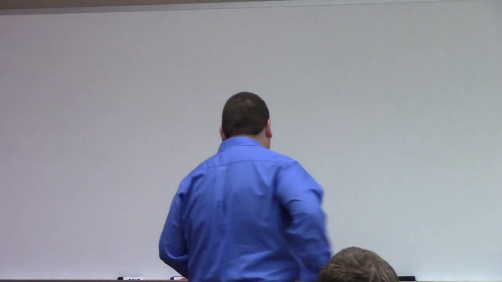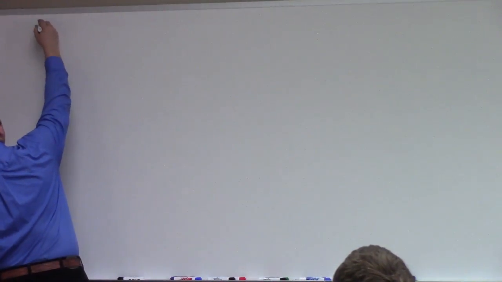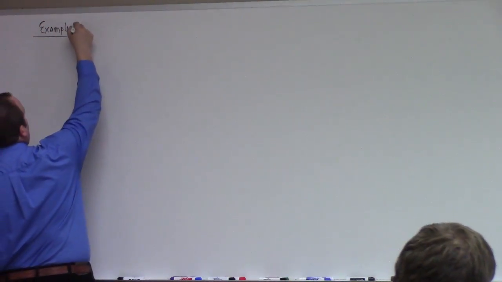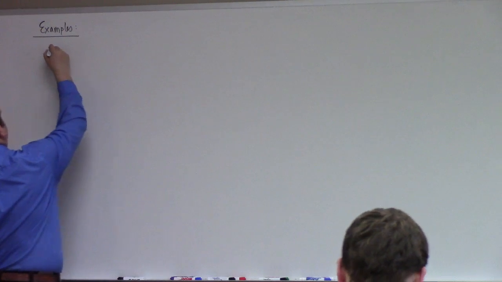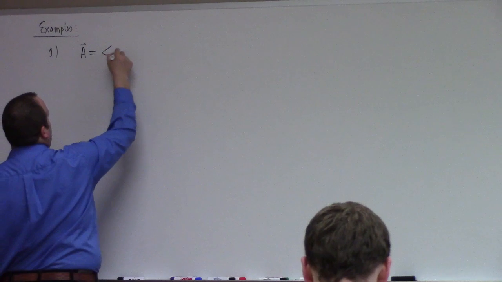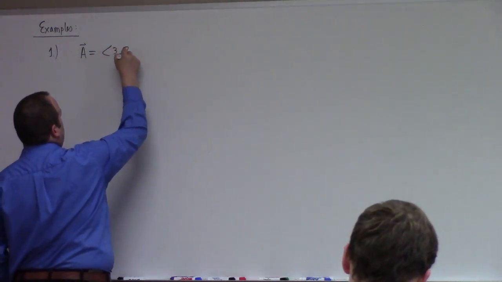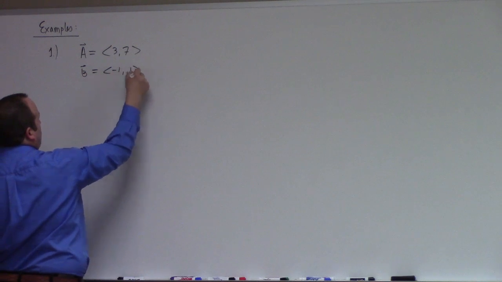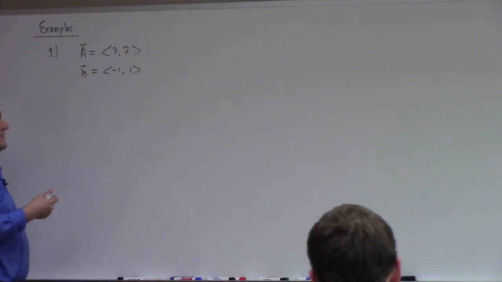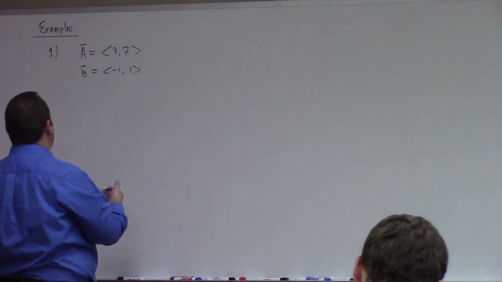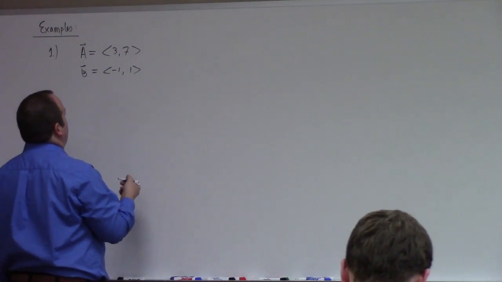Tell you what, since you guys are here, let me just work a couple problems, some additional examples. So my example number one, if I have a vector A, which is 3, 7, and if I have a vector B, which is say -1, 1, the question is to calculate what's the length of A, what's the length of B, and what's the angle between them, all right?